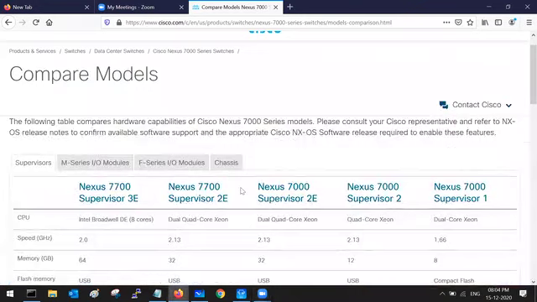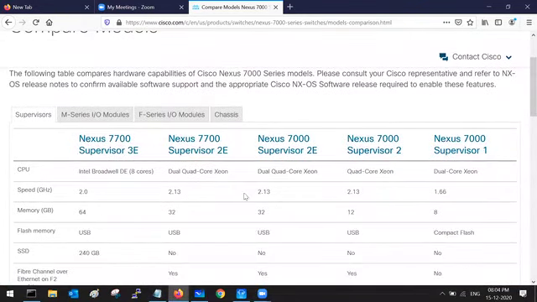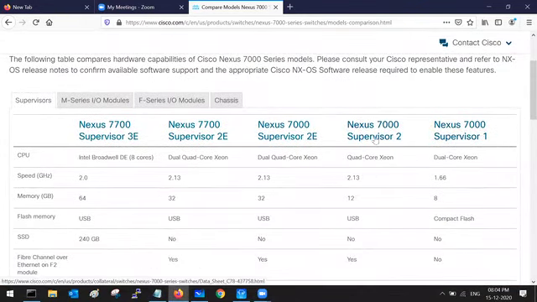And if you take a look at the differences over here, guys, these are the 4 different types of SUP we have. We have SUP 1, SUP 2, SUP 2E, and SUP 3E, right? So we have in total 4 different types of supervisor module.